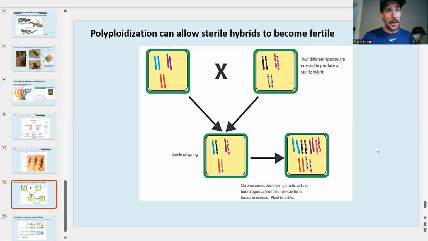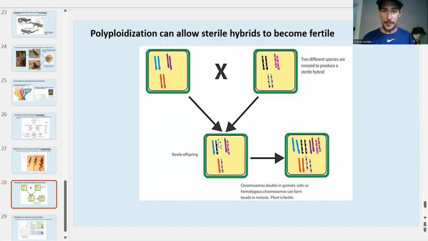And as it turns out, polyploidization can benefit sterile hybrids, and it can allow sterile hybrids to become fertile. So if we think about two species crossing, this species here carries this particular set of chromosomes, which are coded by color, and this species here carries a completely different set of chromosomes coded by different colors, and they cross, they'll form this sterile offspring. And the offspring is sterile because they do not have the proper complement of homologous chromosomes.